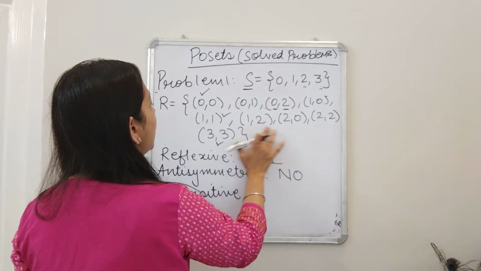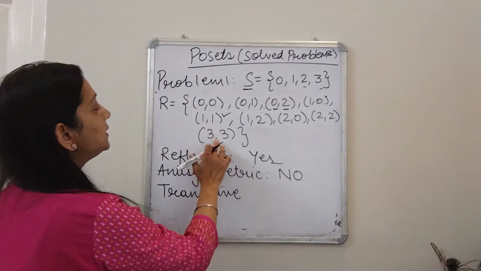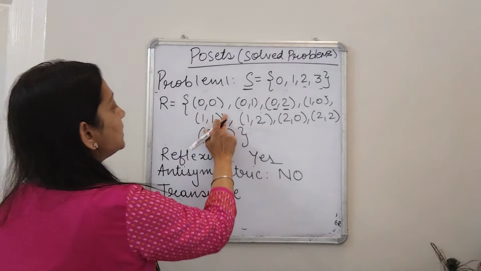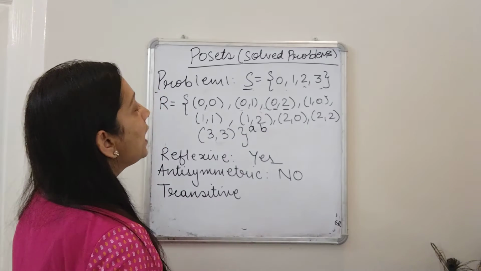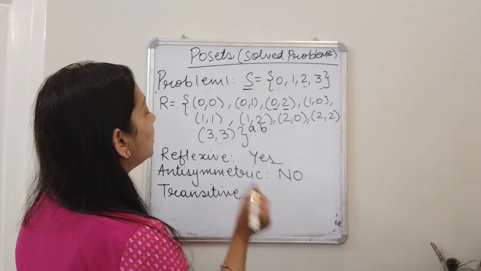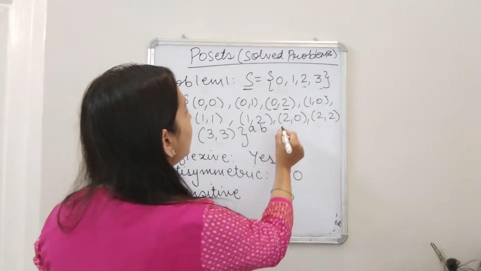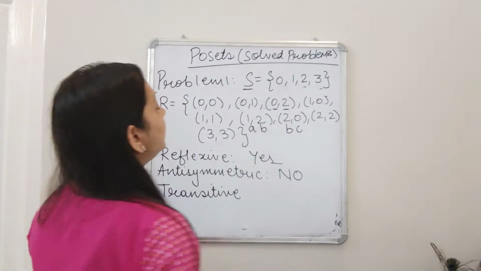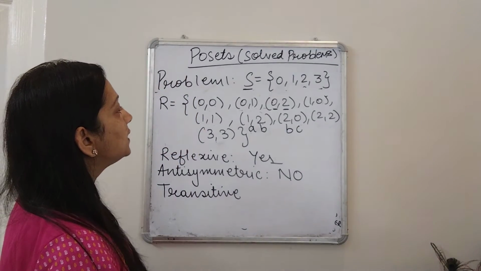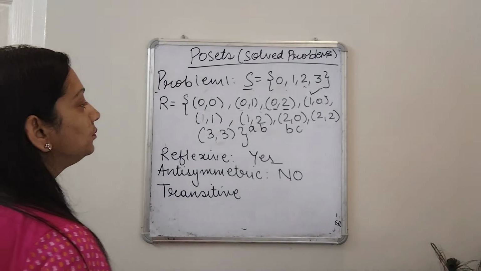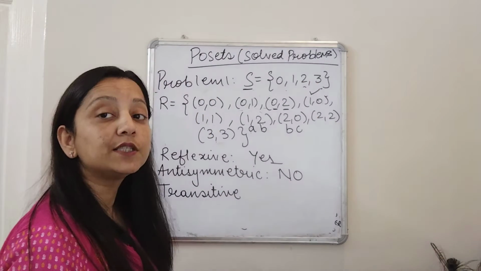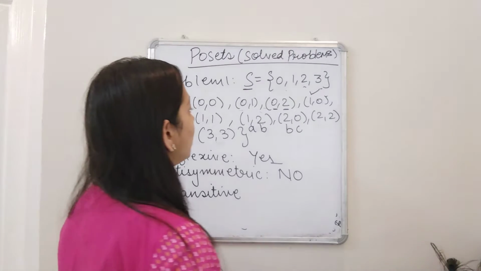Again, for transitivity, I know if AB and BC exist, then AC must also exist. If 1 2 is AB and BC would be 2 0, then 1 0 must exist. Yes, 1 0 is existing. And this is for all the pairs, not just for one pair.